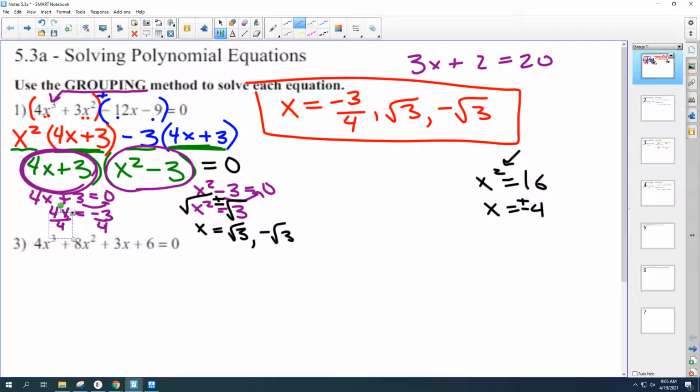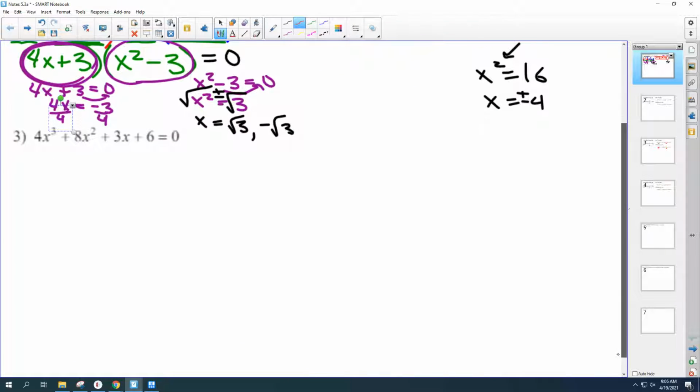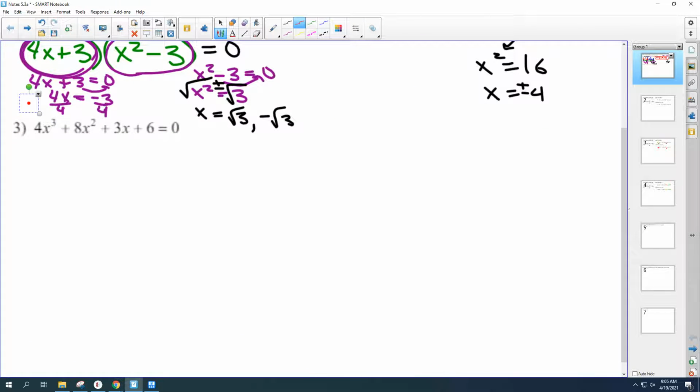So let's do another one. Let's do number 3. Same kind of deal. We're going to do grouping. First group, I can divide both those numbers by 4. And they both have a couple of x's there. So I'm going to say 4x squared is my GCF on that first group. If you take that out, we would be left with x plus 2. Think about it as reverse distributive property.